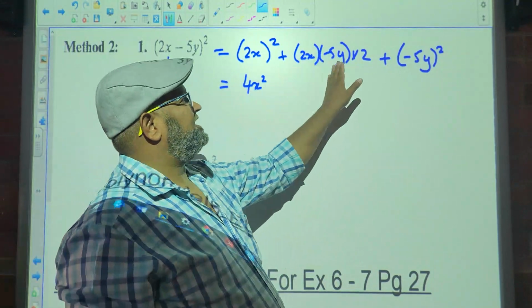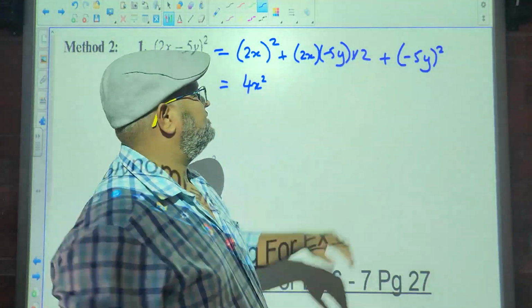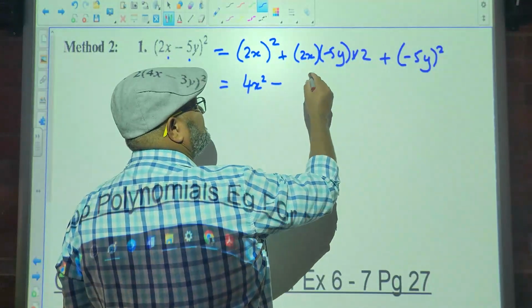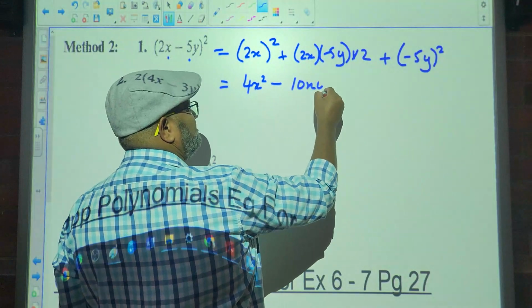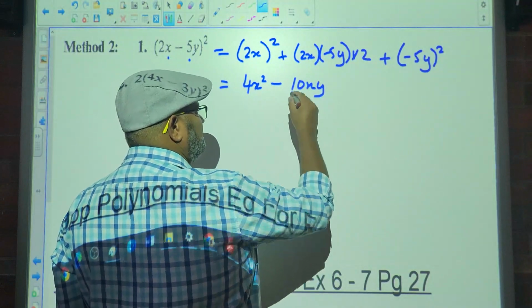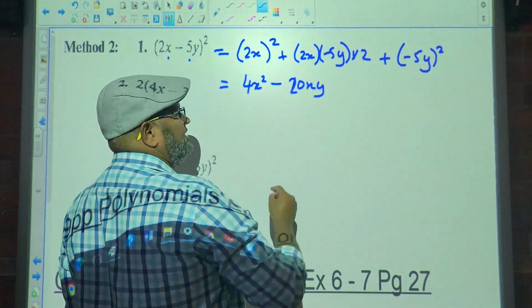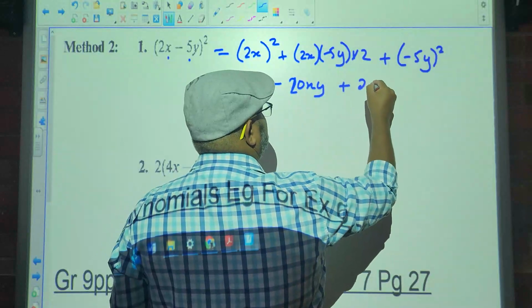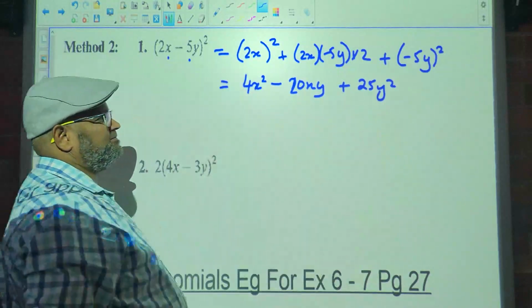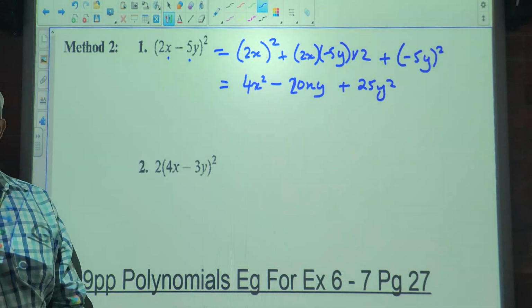What is 2x times negative 5y times 2? Negative 10xy. No, not 10. 20xy. And the last term squared is 25y squared. You will agree with that?